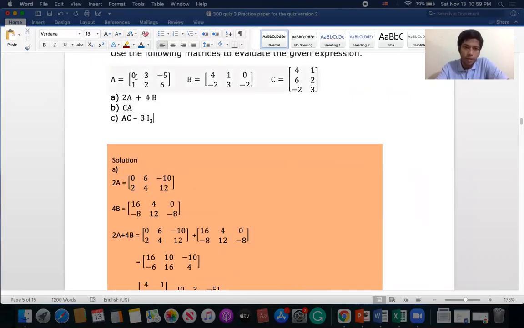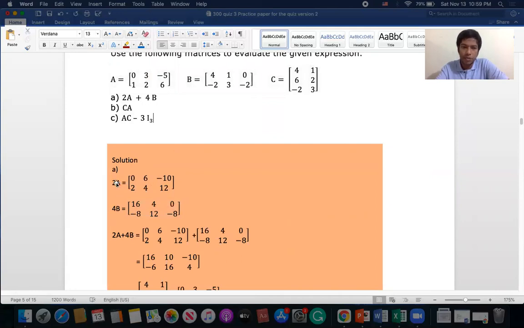First 2a, that means this into 2. So a into 2. We'll just have to multiply all the values inside by 2. So 0 into 2, 0, 3 into 2, 6, 2 into minus 5, minus 10, this way. 2 into 1, 2 into 2 means 4, 2 into 6 means 12, like that. Then we'll have to multiply all the b quantity by 4. 4 into 4 means 16, 4 into 1 means 4, 0 into 4 means 0, like this.